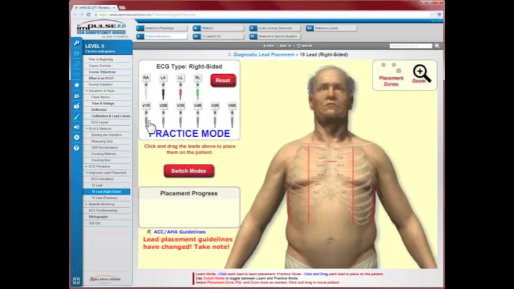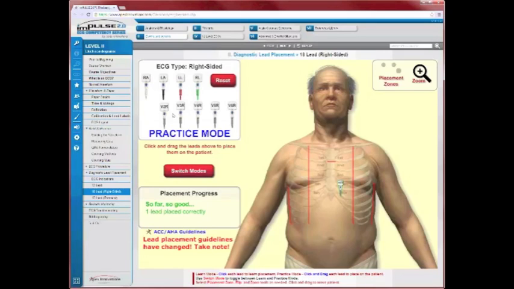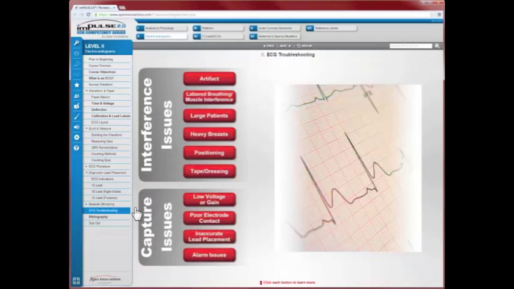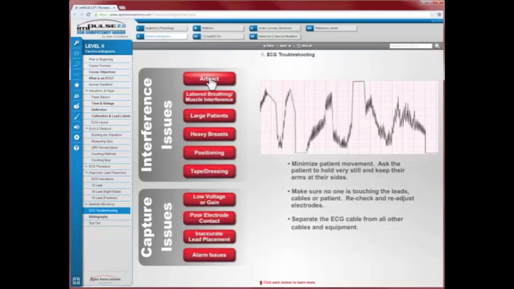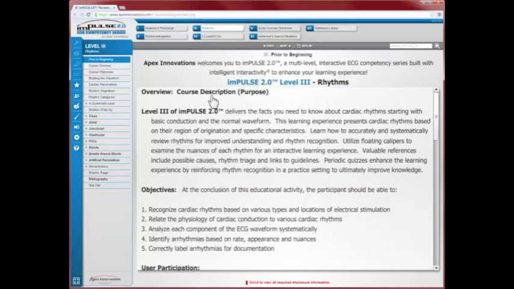Interactively place leads for a diagnostic 12, 15, or 18 lead ECG, or for a 3, 5, or 6 lead bedside monitoring ECG to learn correct placement based on current guidelines. After understanding the importance of accurate lead placement, learn to competently intervene in various ECG capture and interference issues.